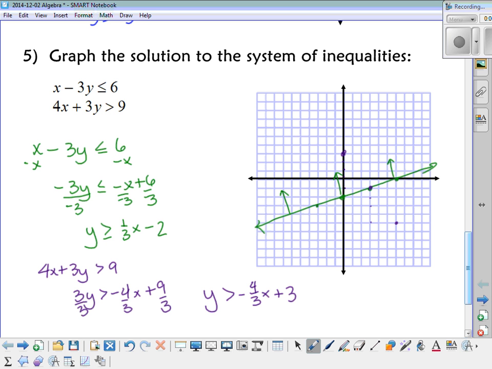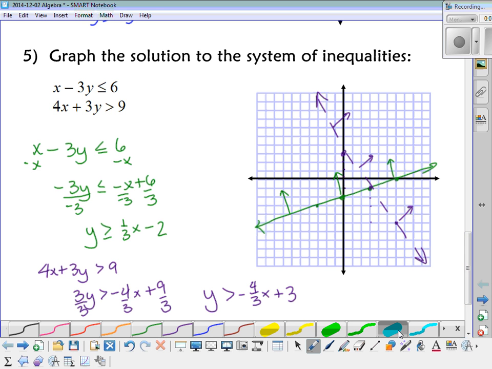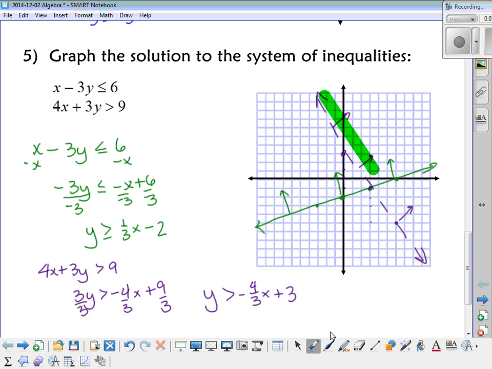All right, so this one is just greater than, so it needs to be a dotted line because it can't equal the line. The line is not part of the solution. And it's greater than, so it would be above the line or where the y's are getting larger. So I can see that where they're going to overlap would be up here in the upper right hand corner. And so that's the area that's the solution to the system of inequalities.